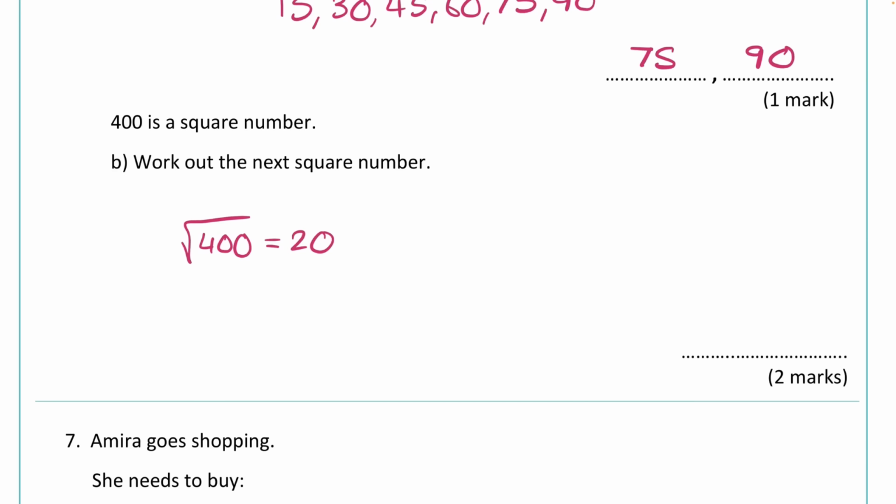So the next square number will be 21 squared. We can type that in on the calculator. 21 squared is 441. So there's our answer, 441. And again, showing that working out clearly, that we've square rooted 400, or at least writing down 20 there.